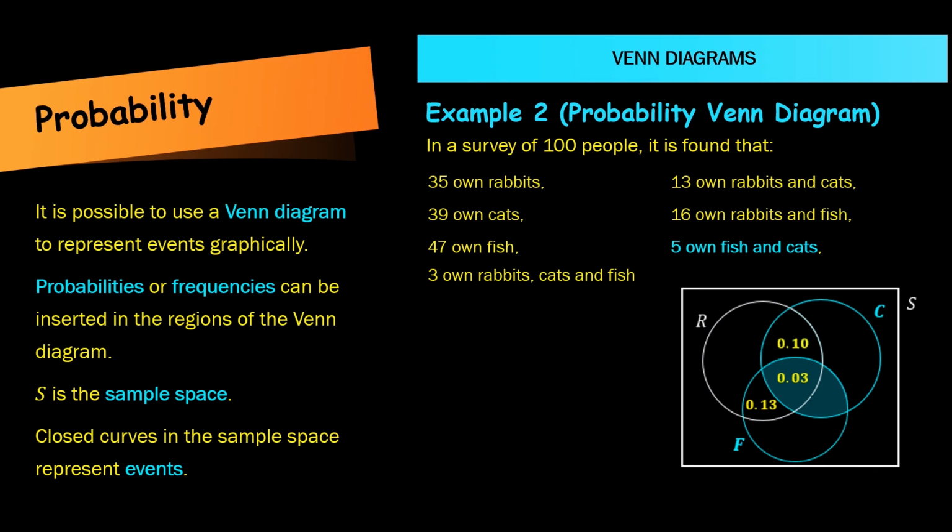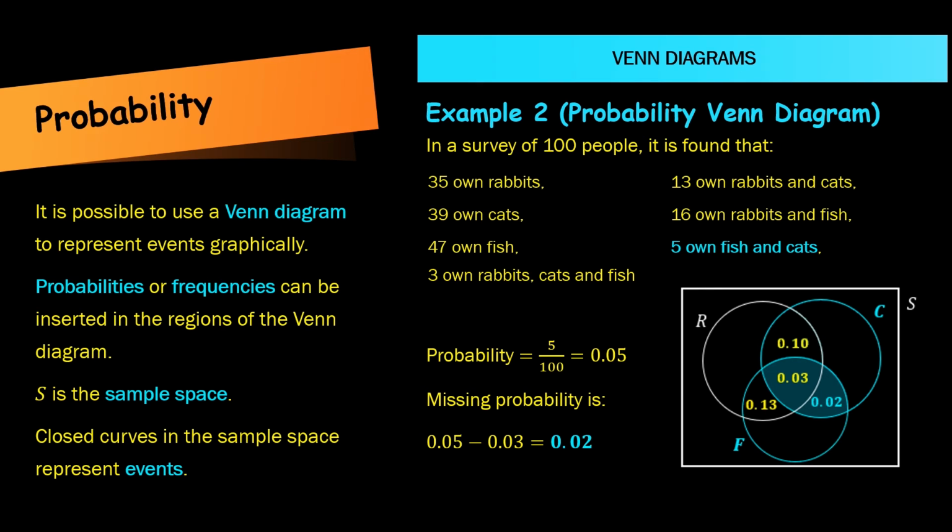And now for the fish and cats intersection area, the probability that somebody owns a fish and a cat is 5 out of 100, which is 0.05. The missing probability is 0.05 minus 0.03, which is 0.02, and that goes here as shown.